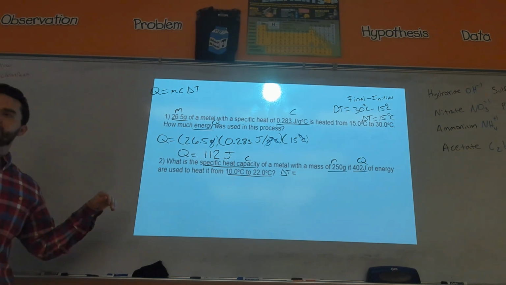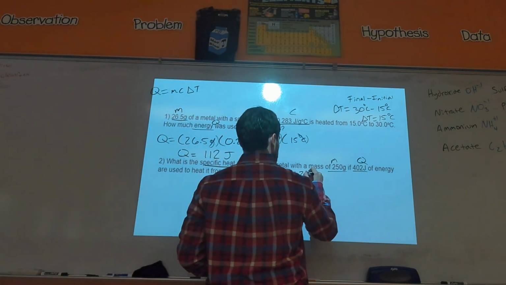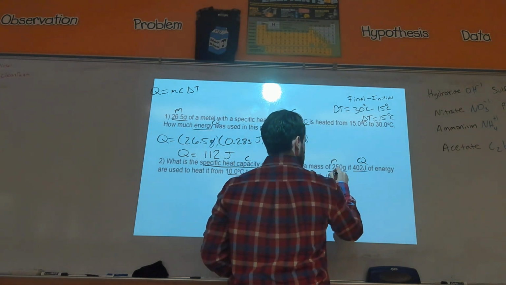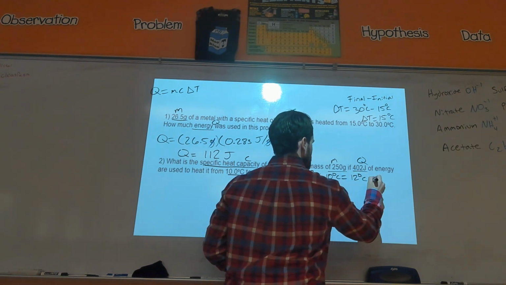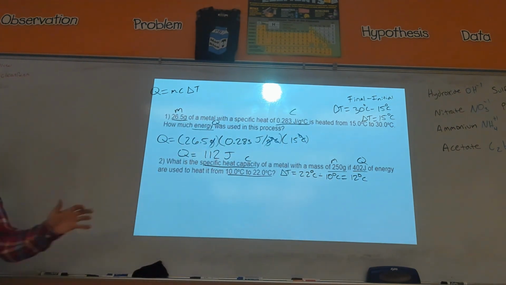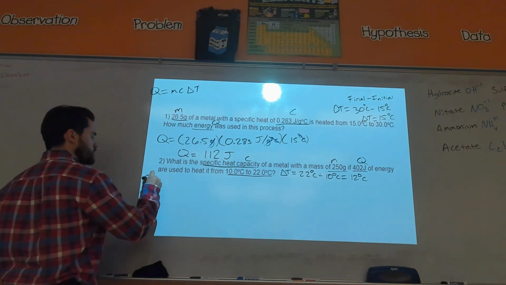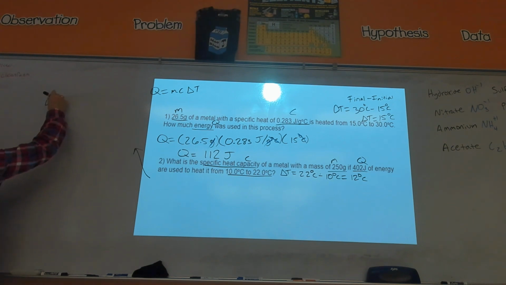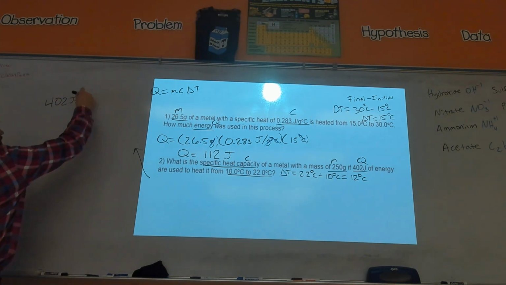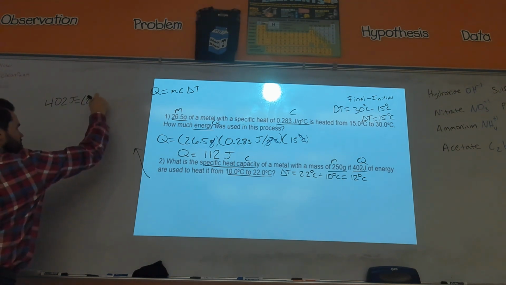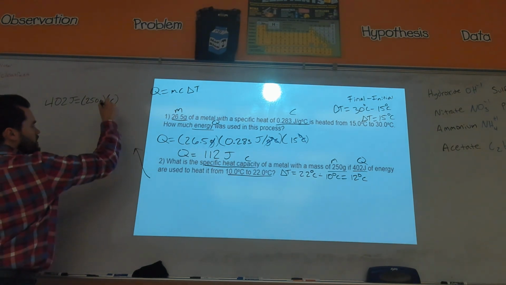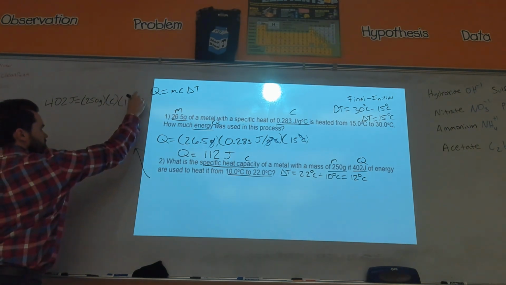What's the final temperature, Ethan? 22. Yeah, 22 minus 10. Good. 22 is the final, 22 degrees Celsius, minus 10 degrees Celsius gives you 12 degrees Celsius as your delta T. All right, so plug in and then find the unknown. We know our Q is 402 joules, we know our M is 250 grams, we don't know what our C is, but we know our delta T is 12 degrees Celsius.